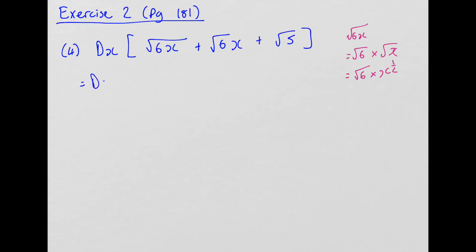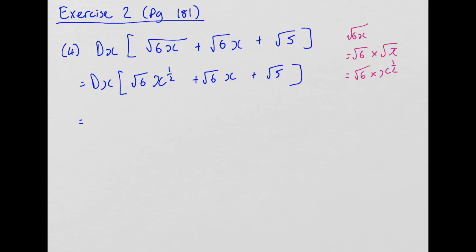So the derivative with respect to x of root 6x, we can show that as root 6 x to the 1/2. Remember, we haven't derived yet. We're just writing it in a form that we can derive. The plus root 6x is already fine to be derived, and the root 5 obviously is a constant.